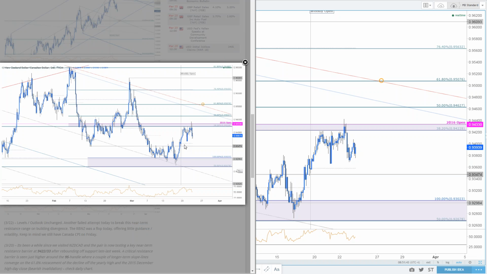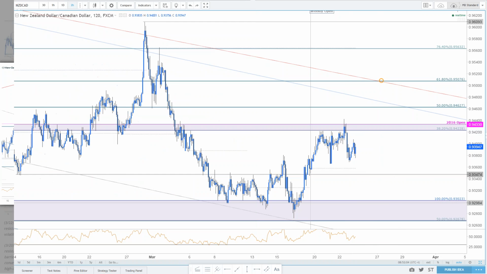We need a break below the weekly open, a break below 93.47, to really validate at least a weekly opening range break, looking for those subsequent downside targets. You're still in that range. Game plan remains the same: 94.33, 94.23, near-term resistance, broader bearish invalidation. You're still waiting for that break to the downside to get this thing going.